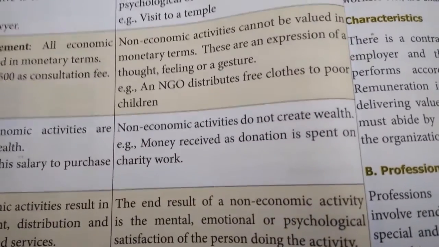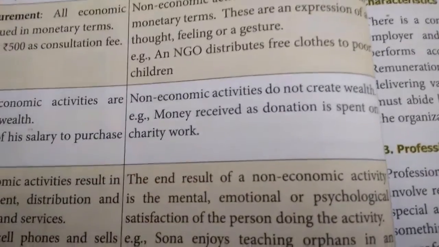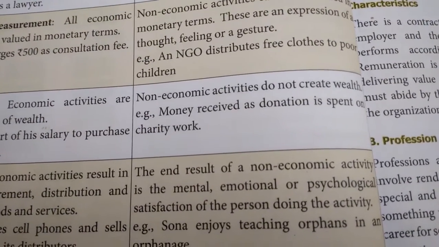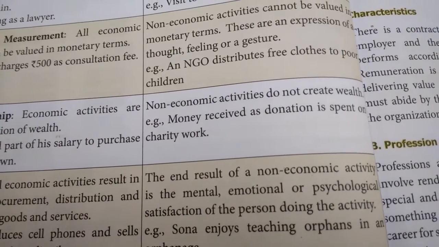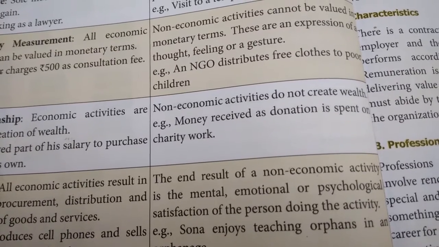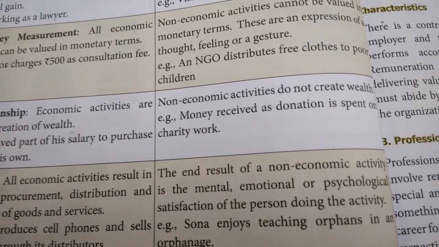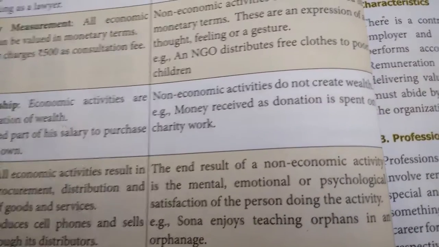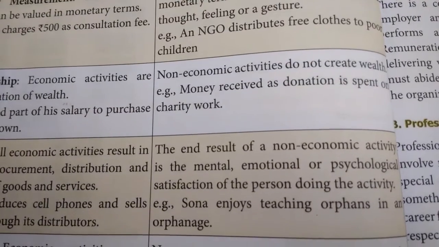For example, money received as donation is spent on charity work. Many orphanage homes or trustees receive many donations in the form of money, but this money is not saved for the trustees. All the received amount will be distributed to charity or the poor people only. So non-economic activity does not create any wealth. Whatever we do, we get some psychological satisfaction.